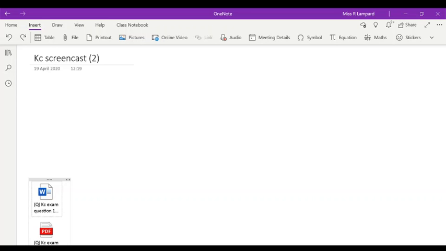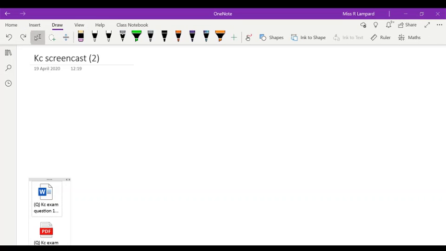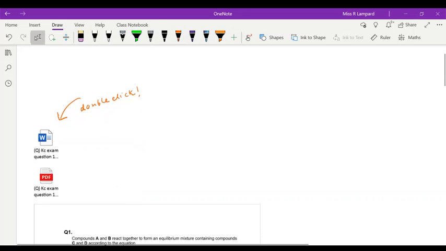So you'll find the notes for this in Kc Screencast 2 in the Equilibria folder. And what I would say is that you can open this document here. If you just double click, it will open up a Word document that you can fill in your own, or alternatively you can do this handwritten into your notes as well. So you will find a blank copy of the questions there.